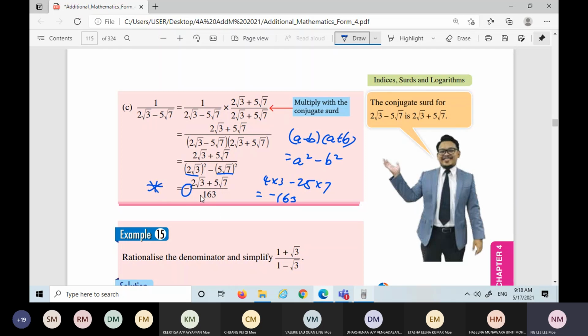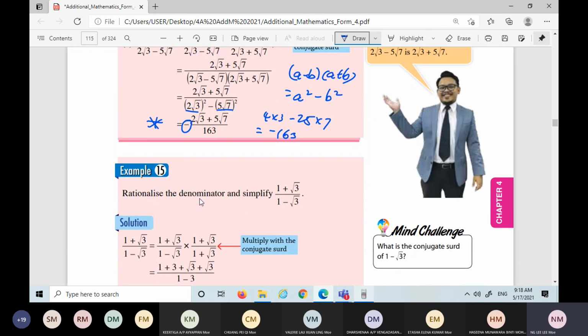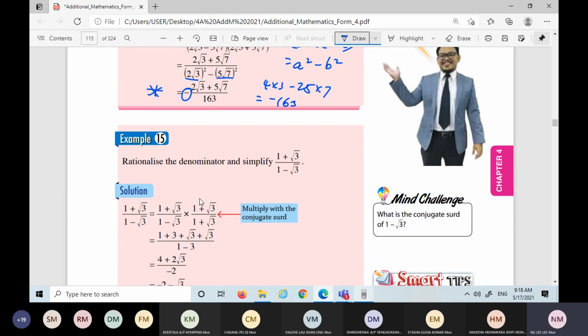Okay, if you write the denominator as your final answer, you will not get the last mark. So please pay attention here. Okay, next, we'll look at this example. Rationalize the denominator and simplify. So 1 minus square root 3.